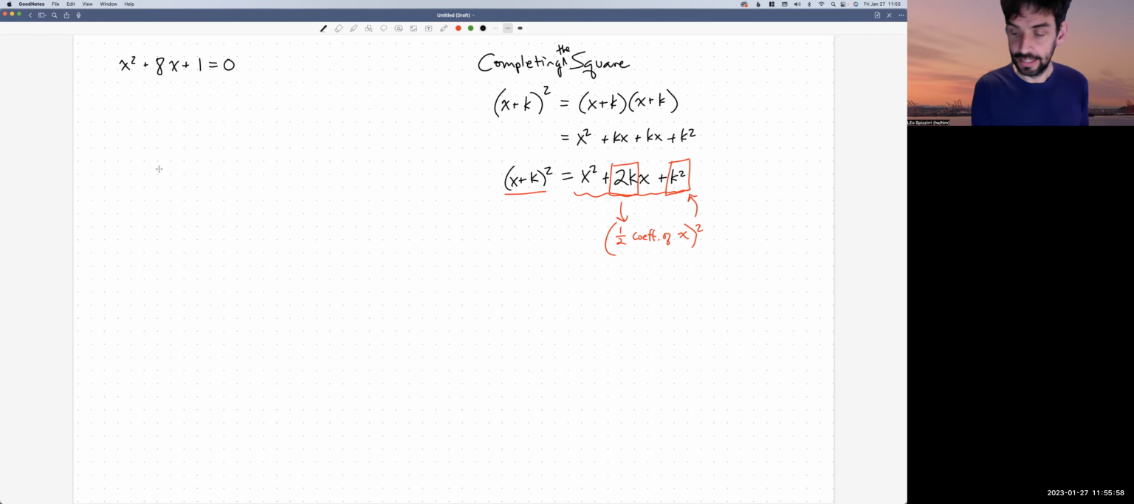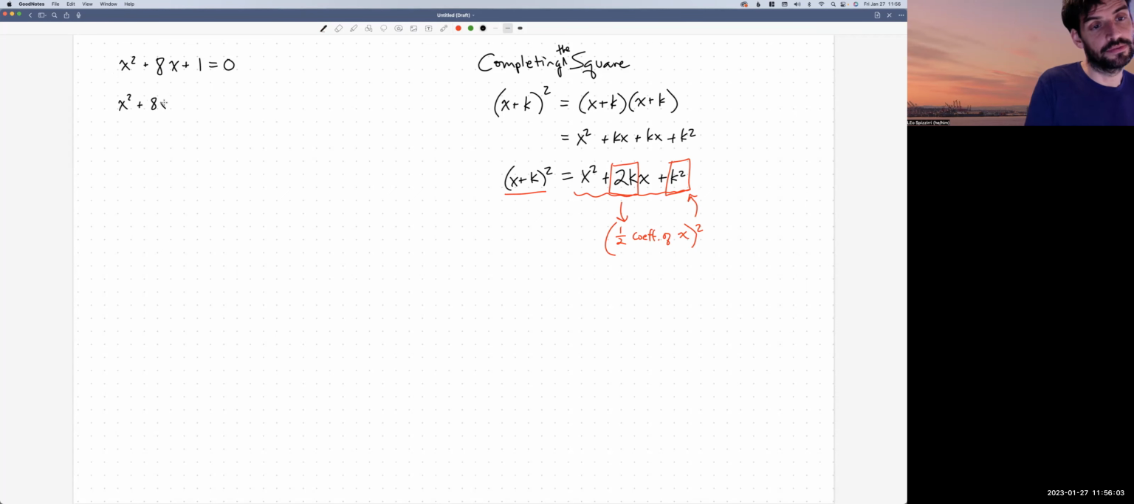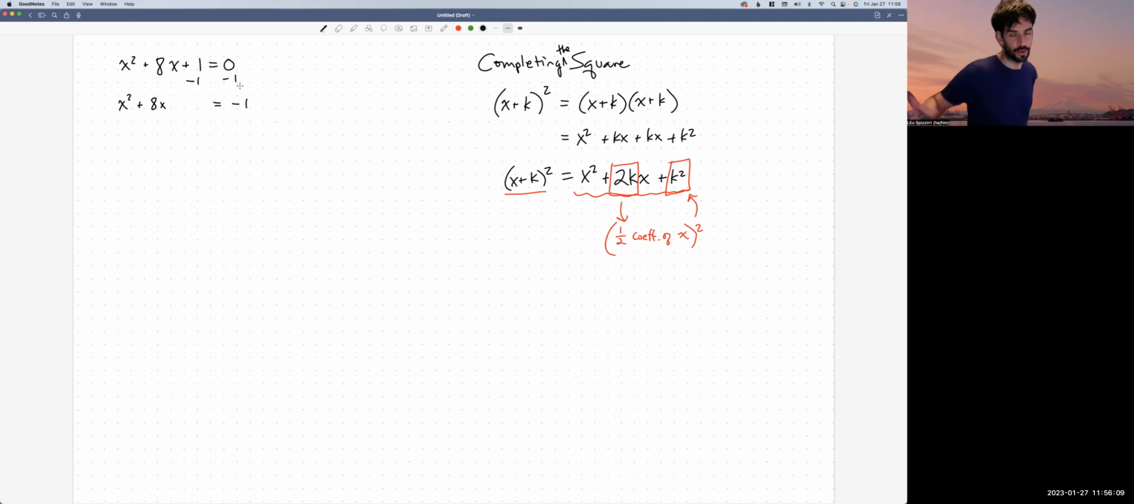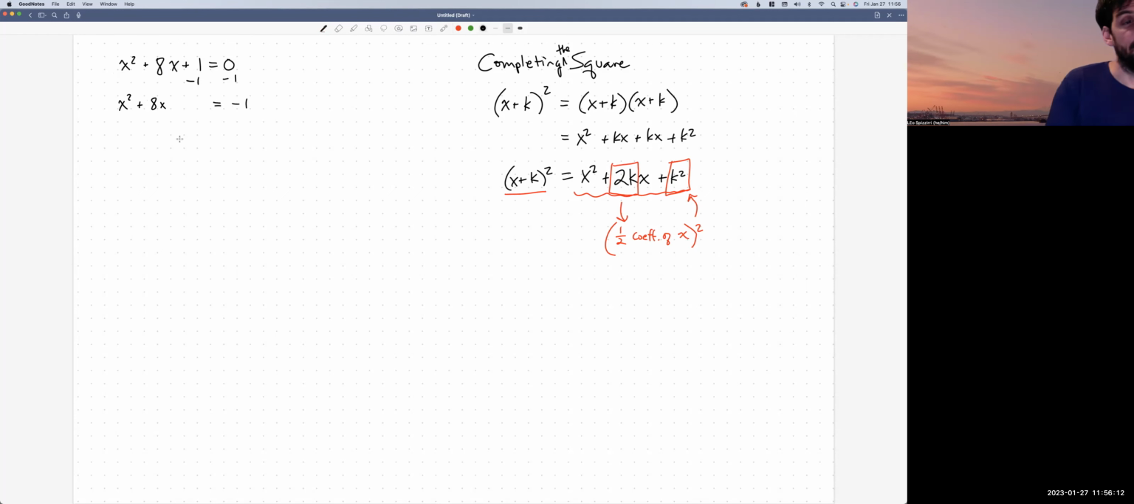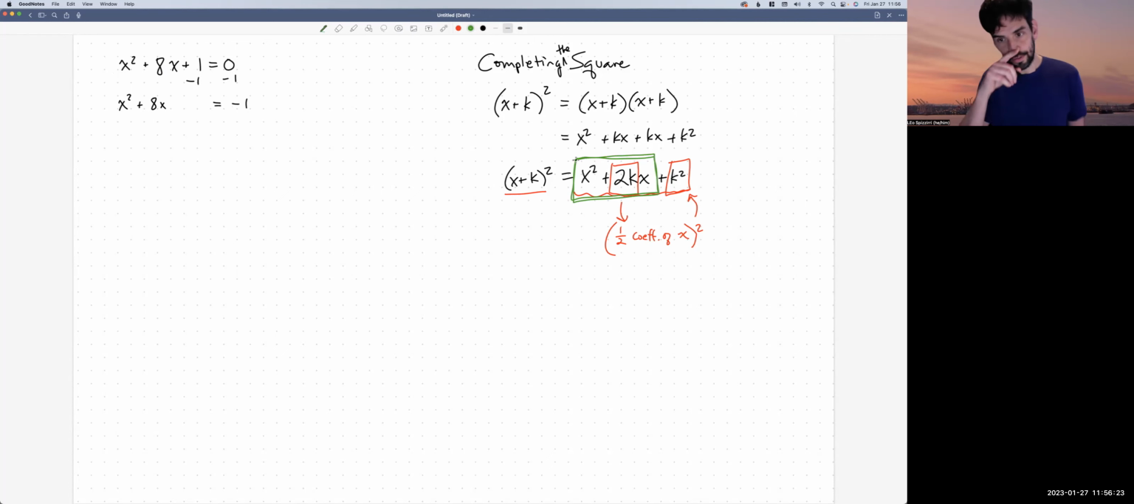And so here's the trick we're going to use. The first thing we're going to do is move that 1 to the other side by subtracting it, right? We can take away 1 on both sides. We're going to leave that over there and forget about it for the moment. And what I've got now is an x squared plus an 8x. In my head, I'm looking at this right now. I've got just the first two terms, and I want to figure out what k squared should be, right? Well, I know what it should be.